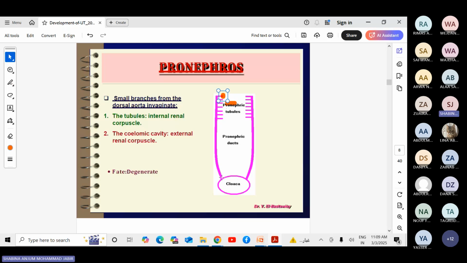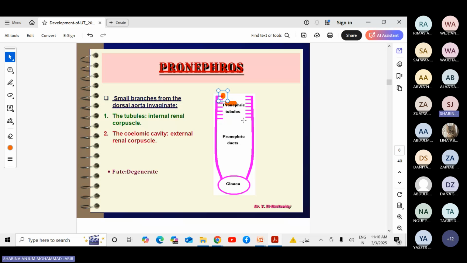When the pronephros is developing, at the same time, in the fourth week, there will be invagination of the dorsal aorta. Small branches of the dorsal aorta appear, because in the kidney we have a very important structure, the glomerulus, with blood corpuscles and small arterioles. So at the pronephros stage itself, we have small branches of the dorsal aorta. The tubules will form the internal renal corpuscles, and the coelomic cavity, the external renal corpuscles.